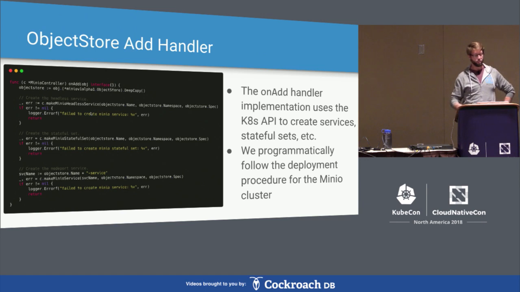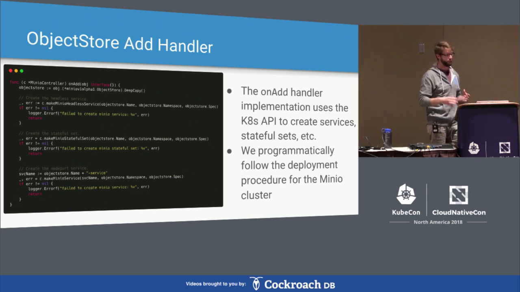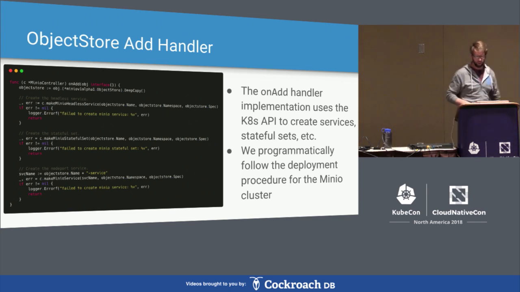It will create a headless service, which is a Kubernetes service object. It'll create a stateful set to back up the object storage that Minio is going to span across the multiple nodes that it cares about. And it's going to create a service object that clients will be able to connect to. So this is all done programmatically using the Kubernetes API and the client Go library.